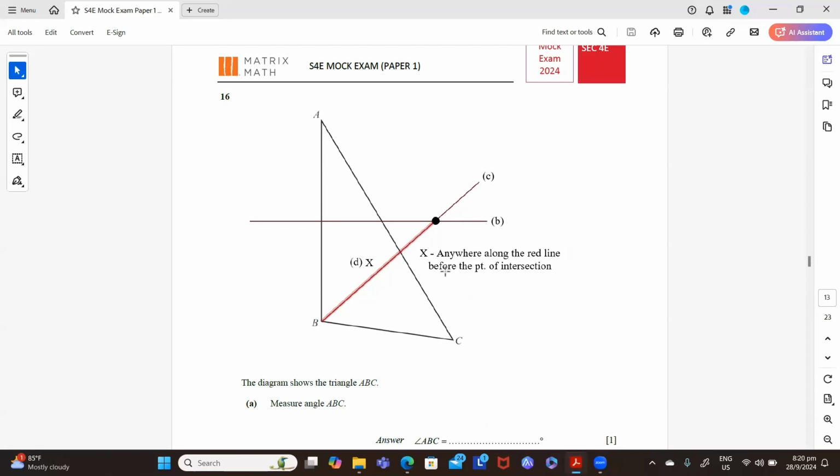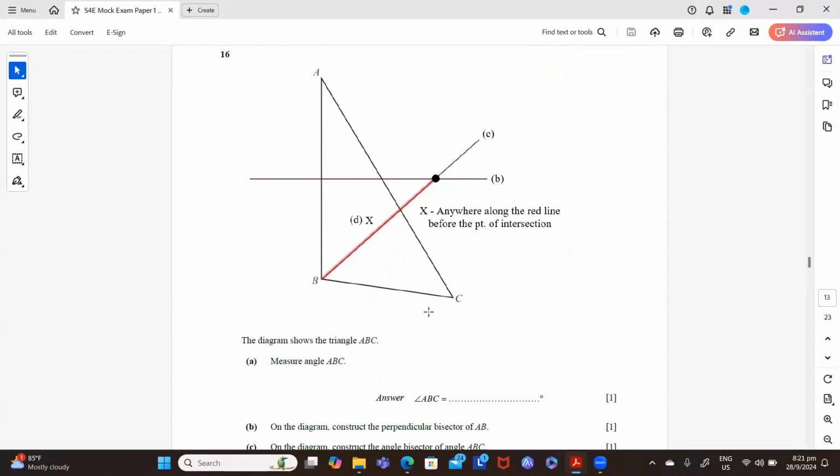Okay, question 16. Measure angle ABC. Use a protractor and measure angle ABC. You should get 98 degrees. Now for part B, on the diagram, construct a perpendicular bisector of AB.